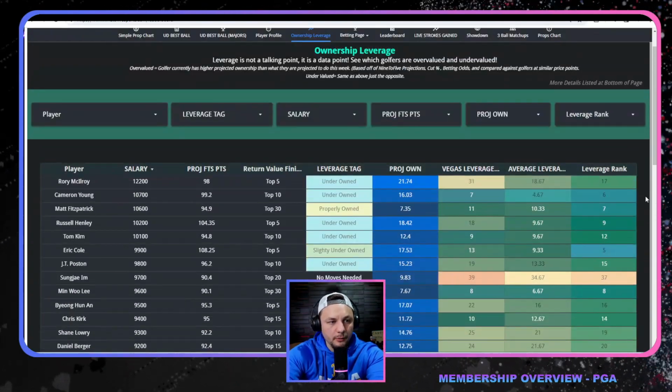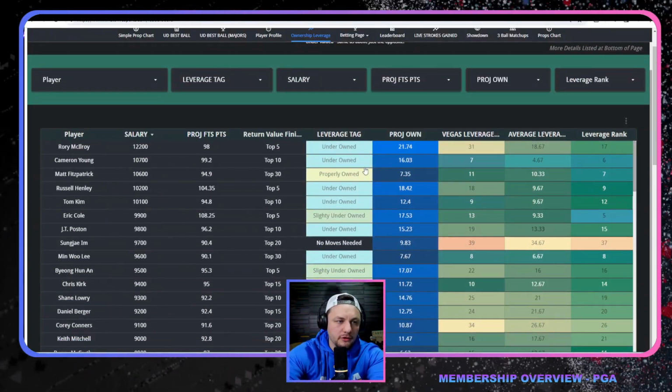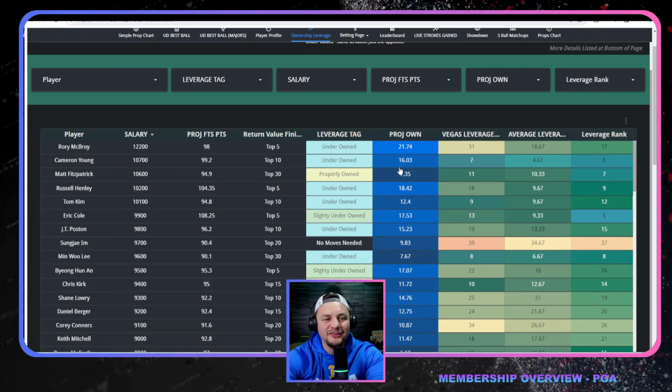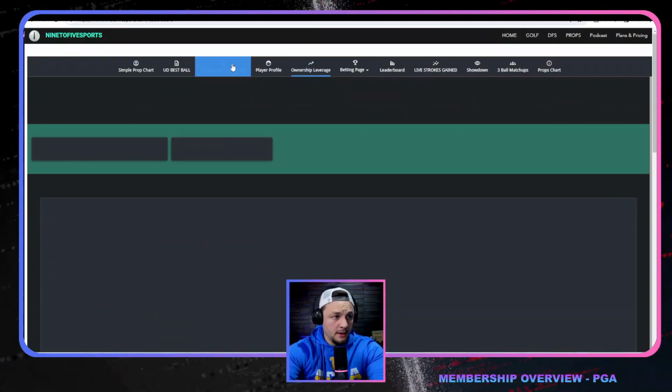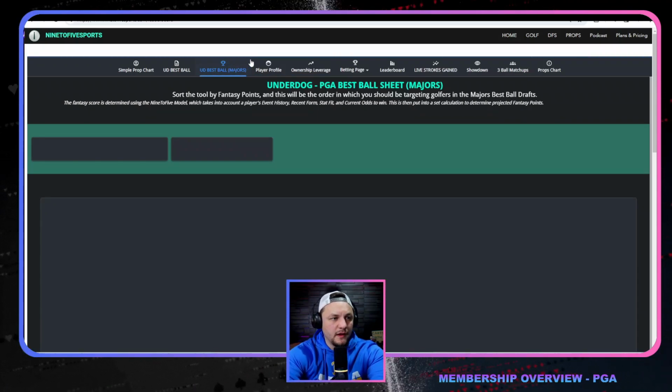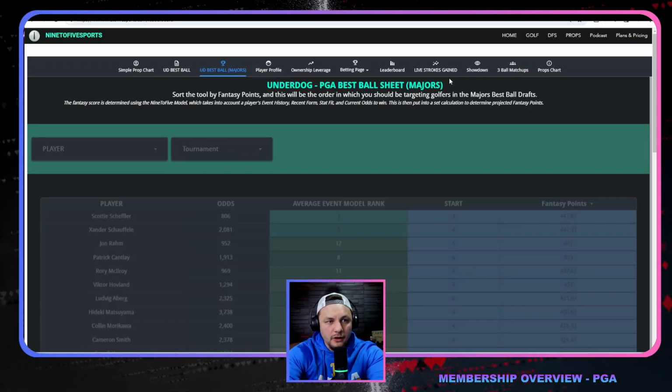And so we have all those data points that are coming in here, and we can see when a golfer is under-owned or properly owned compared to how they are projected to play. It's just another way to go about looking at the data. And then we do have some of these Underdog tools in there as well. That doesn't really matter too much.